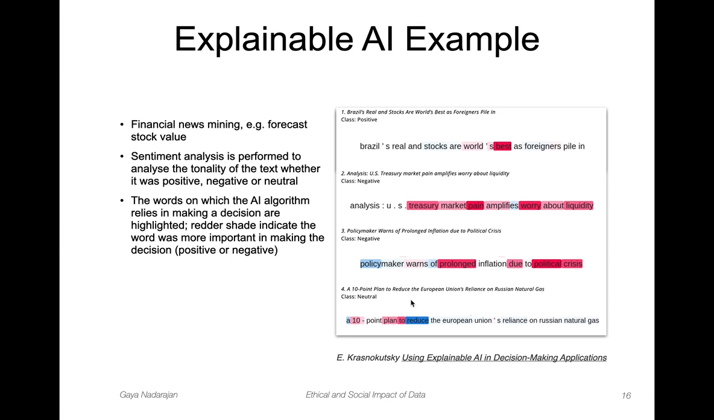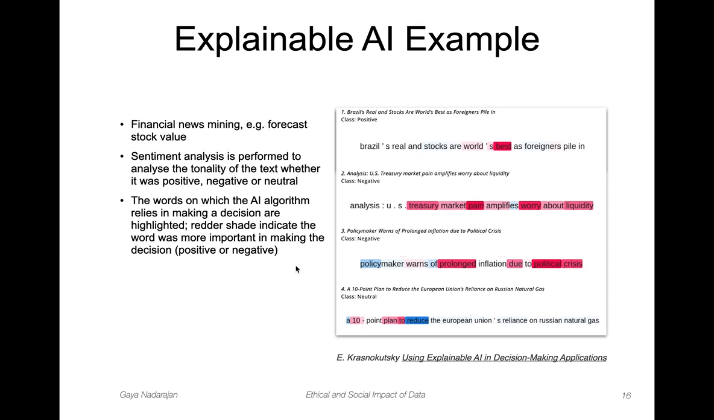And likewise, there are a couple more examples here, okay? And the opposite can be said: the blue words are giving the opposite. So the word policy is actually a more positive word. It's not really contributing towards making this negative, but the words prolonged, political, and crises are important words in making it look negative.